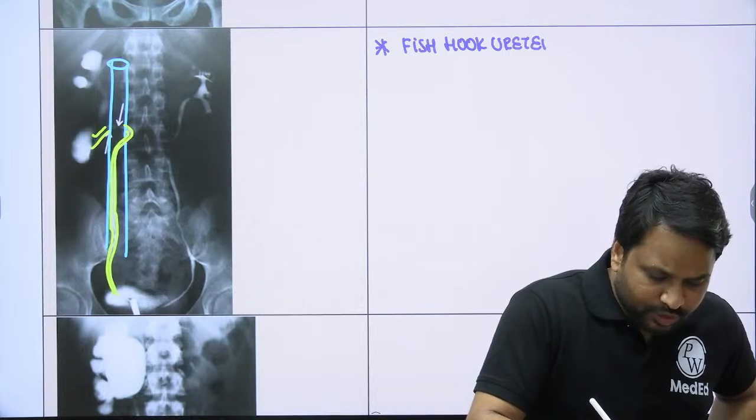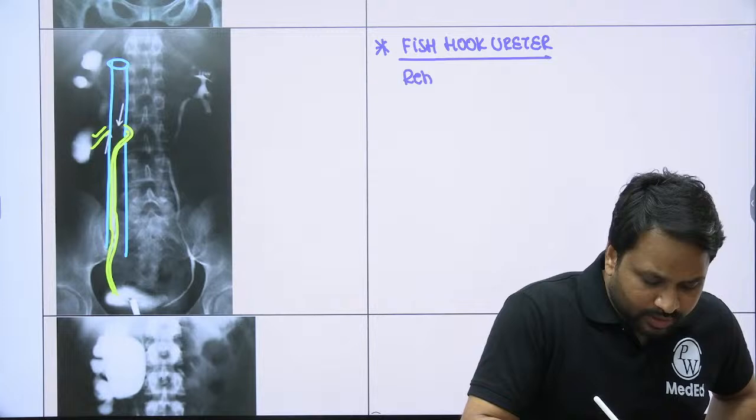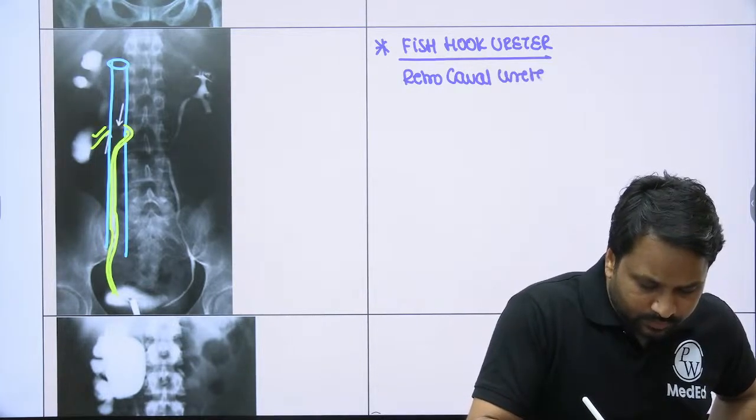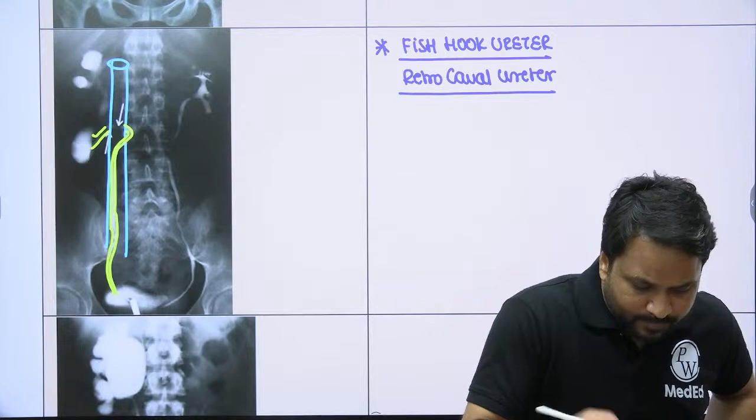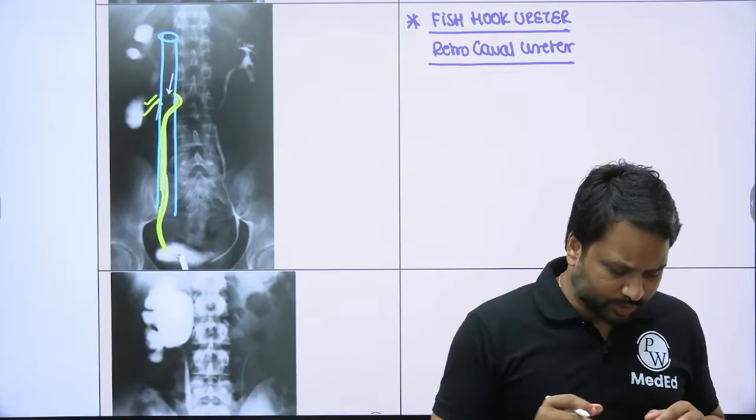Now, this fish hook ureter is because the ureter is going behind the IVC. So it is a retrocaval ureter. Right? This can produce hydronephrosis, as simple as that. Right? The fish hook ureter which is present.